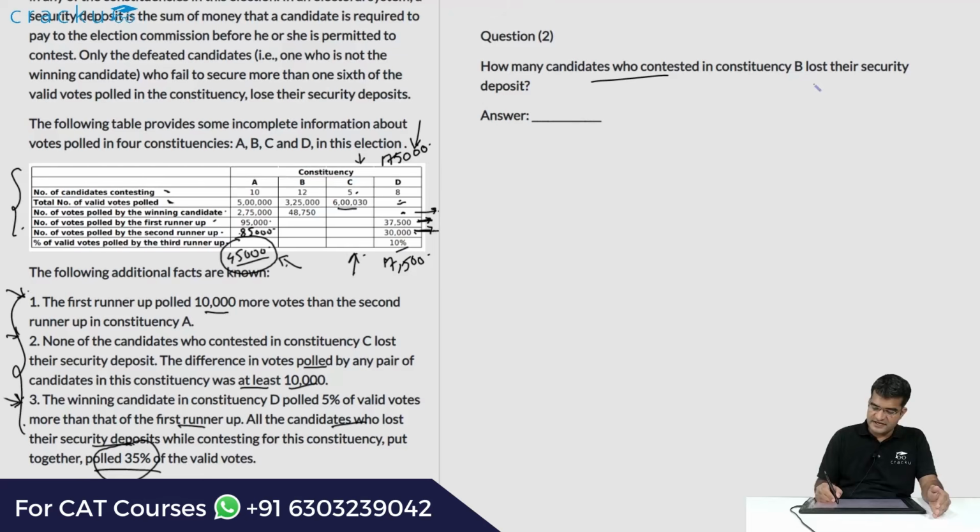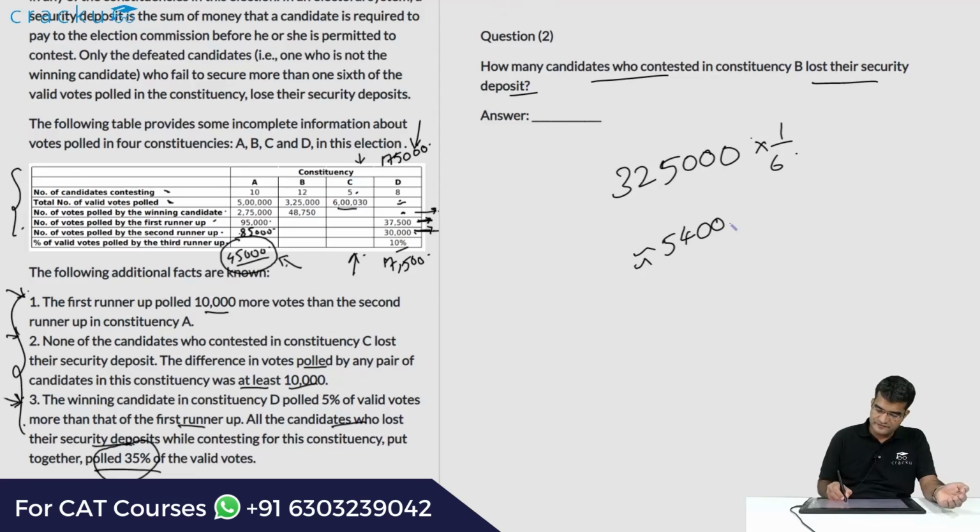How many candidates who contested in constituency B lost their security deposit? The total number of valid votes that were polled in constituency B is 3.25 lakhs. So in order to clear the cutoff, that is in order to not lose their security deposit, what is the minimum number of votes that a person should get? You multiply it by 1 by 6 and that person should get more than this. This will come to approximately 54,000.